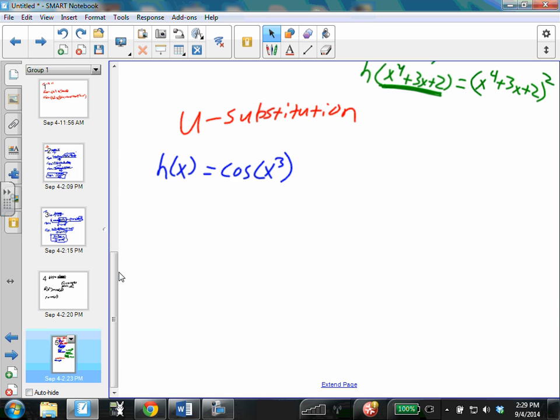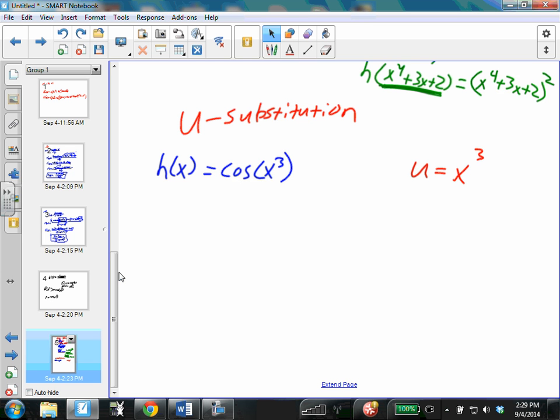So if I were to look at this function right here, h of x is equal to cosine of x cubed, and I said, hey, what's on the inside right now? What would you tell me is on the inside? Very good. The x cubed is on the inside. So I'm going to pull it out, and I'm just going to rename it, and name it u. And I'm going to say that u is equal to x cubed.